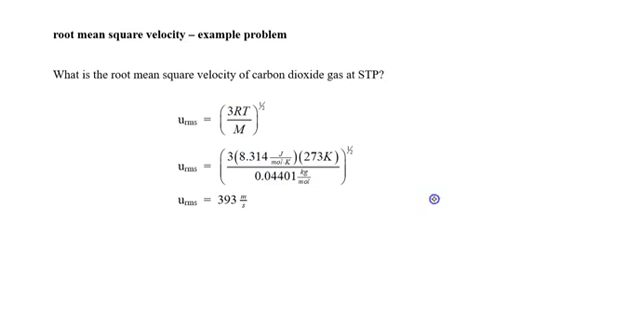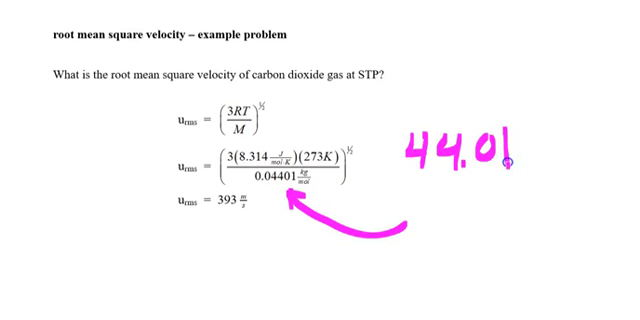There is our conversion: 44.01 grams per mole became 0.04401 kilograms per mole. It's not a big deal. Just move the decimal place 3 and you're good to go. And then basically it's just a math problem from there, and you get 393 meters per second.